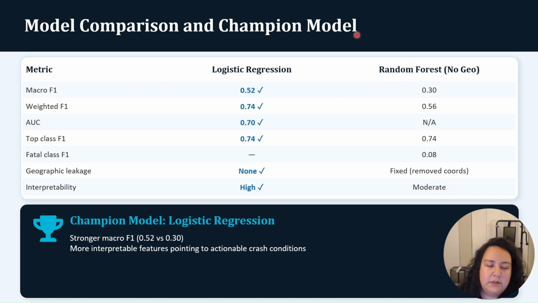This comparison table shows the logistic regression outperforming the random forest on every metric. So it has a stronger macro F1, higher weighted F1, the AUC that doesn't apply to the multi-class model is good, and there was no geographic leakage. It wasn't even a concern in the logistic regression. So additionally, logistic regressions are highly interpretable models. They're easier to understand and communicate about. So for that reason, I think logistic regression ends up being the champion model here.